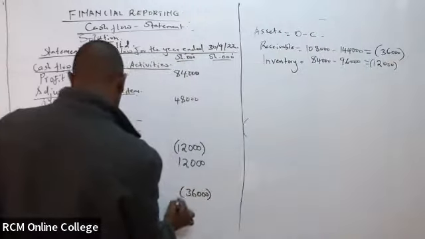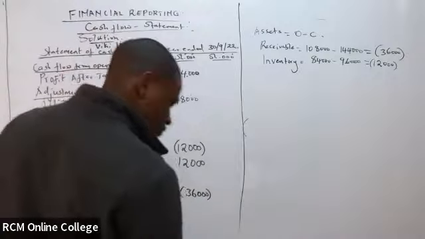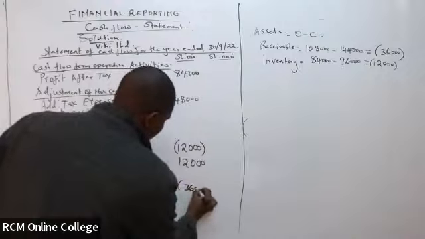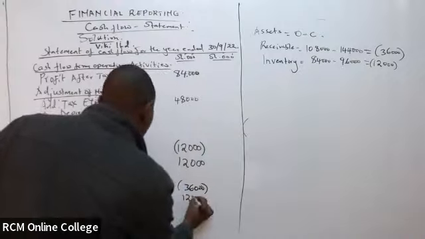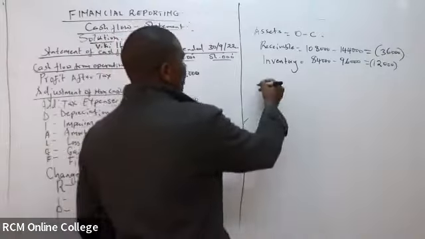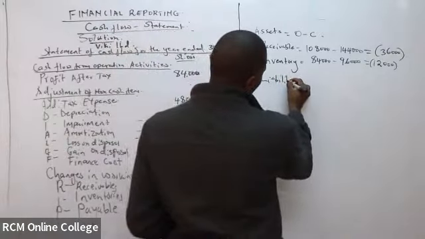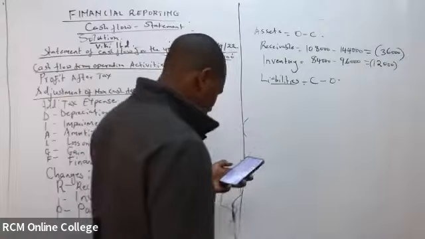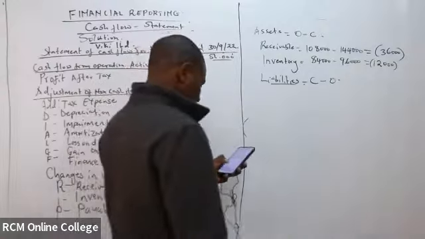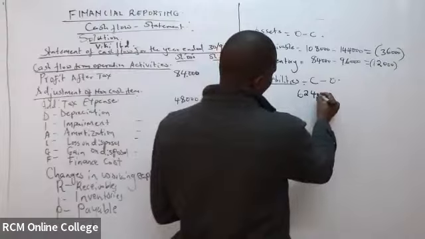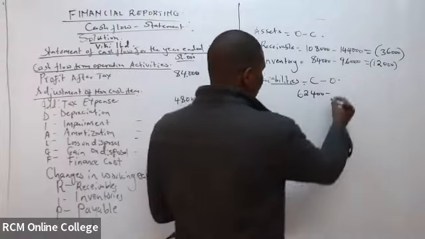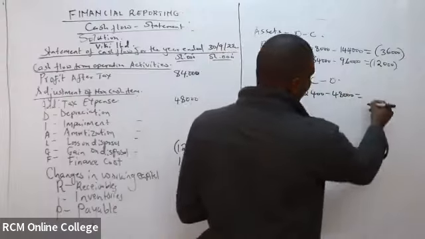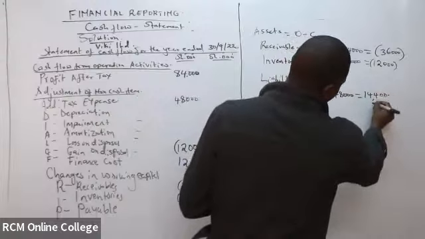So you bring your receivable from the top. It's 36,000. This is 12,000. So for payable, someone has given me the proceeds of this account. 62,400 minus 48,000. 48,000. And somebody is giving me 14,400, which is an inflow.